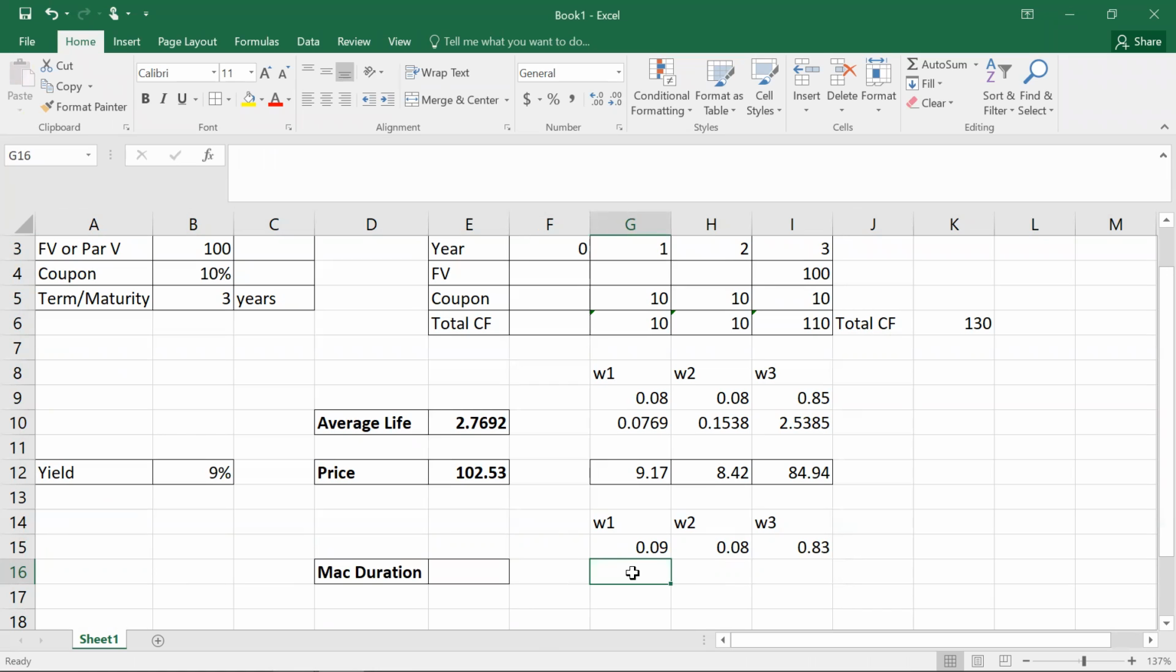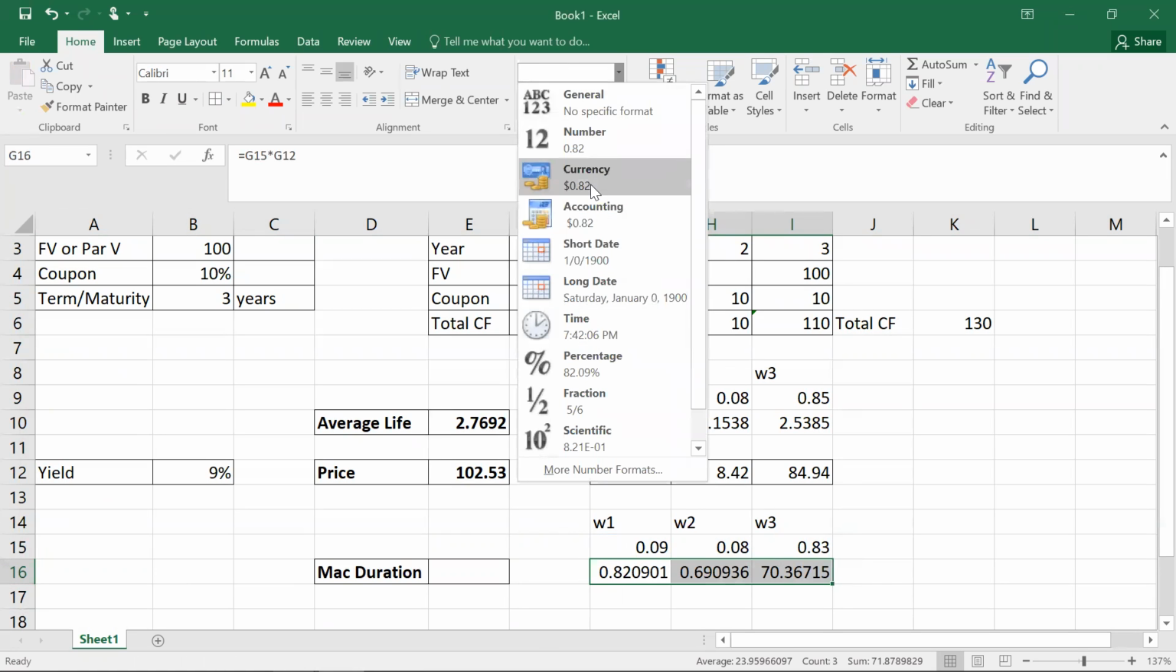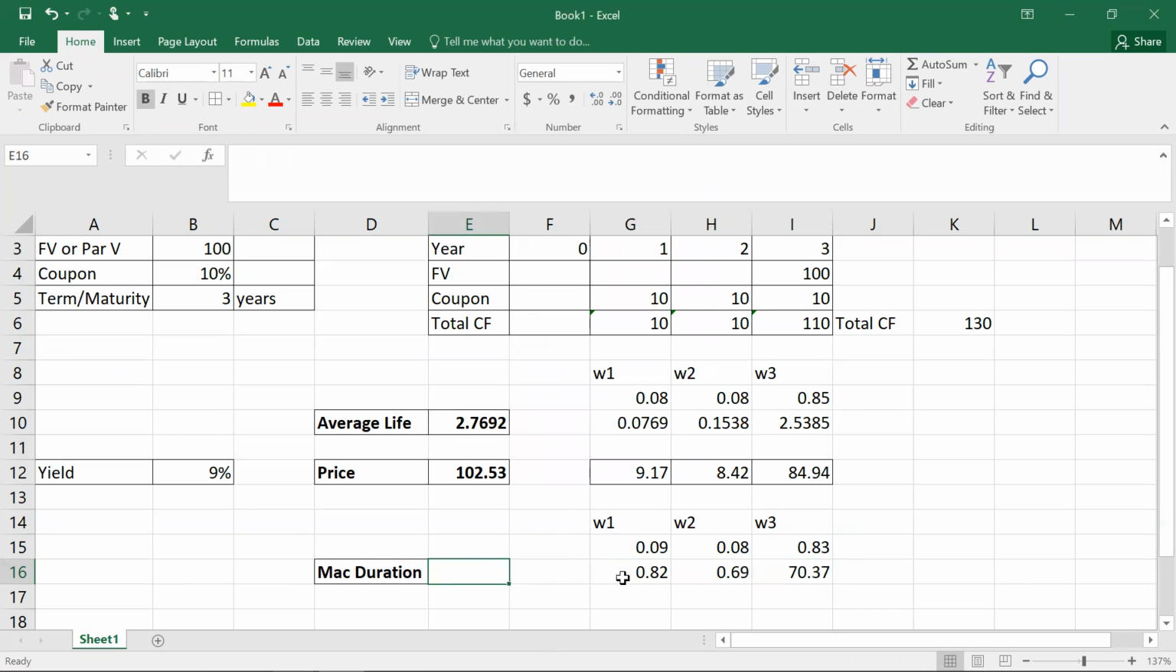Now, what is the Macaulay duration? To calculate the Macaulay duration, we will take these weights and multiply them with the present values. Sorry, we are going to multiply the weights with the time. Remember what we did earlier with the time. We will drag it.